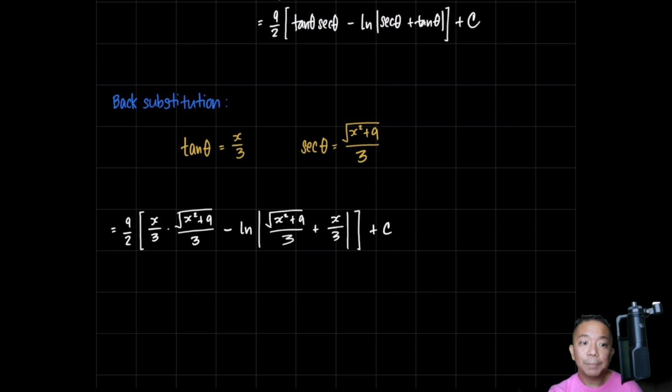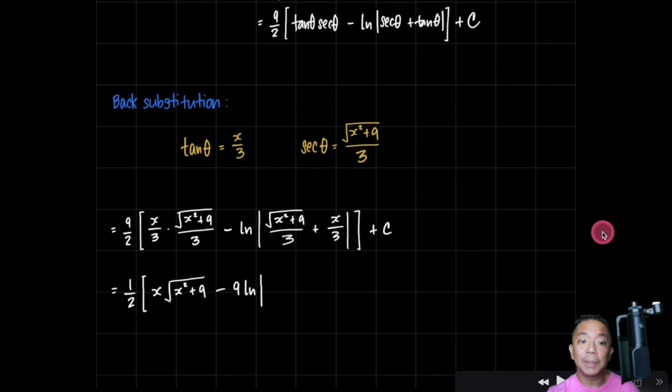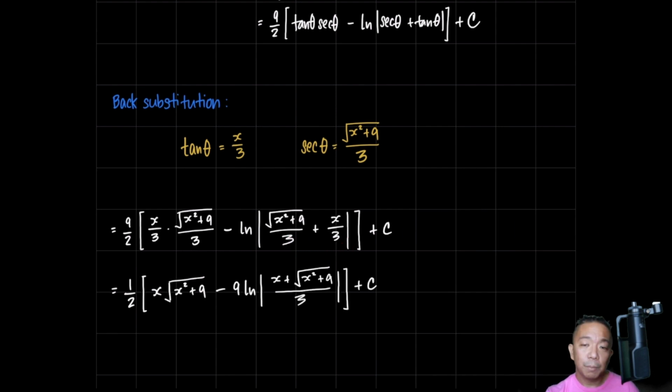So, konting cleanup na lang nung final answer. We could see na yung 3 times 3 dito will cancel out with 9. So, when I distribute 9, it will be equal to 1/2 times the quantity x times square root of x squared plus 9 minus 9 times the ln of, so pareho naman 3 yung denominator, x plus square root of x squared plus 9 all over 3 plus our constant of integration. However, kung nag-end naman kayo dito, okay na rin yun.